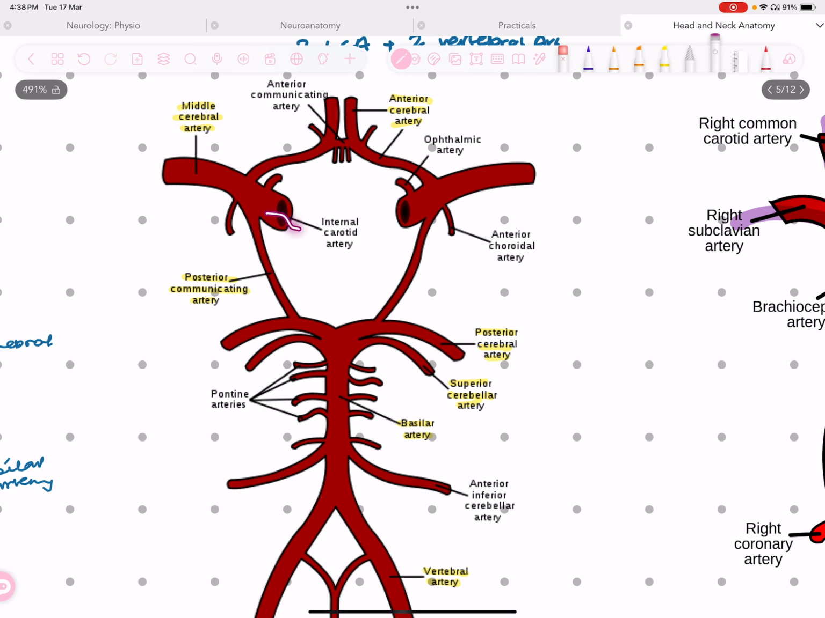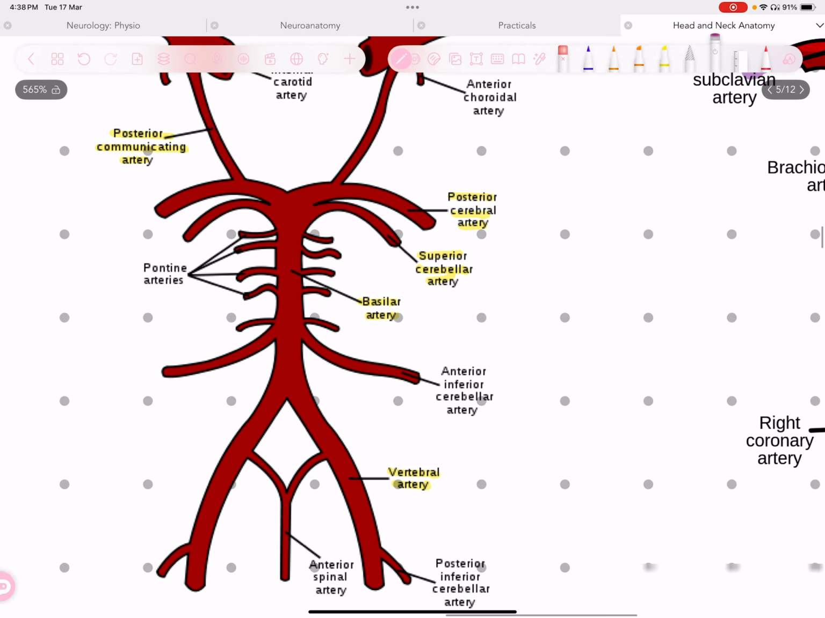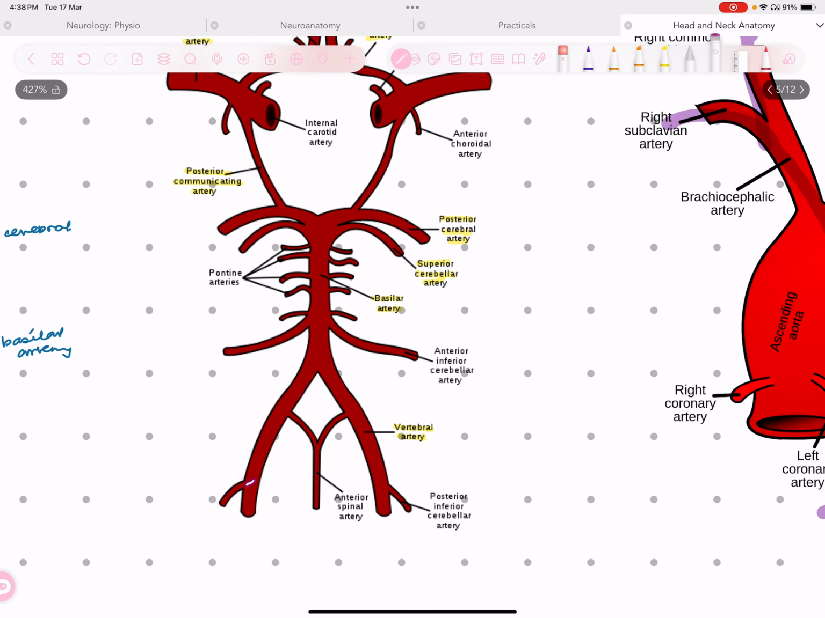So this is the internal carotid artery. Basically how it happens, this is your arch of aorta. It has the common carotid artery. It gives off the internal carotid artery and an external carotid artery. So the arch of aorta gives off the common carotid artery and then internal and external. So this is internal, right? And the subclavian artery, it gives off what? It gives off the vertebral artery.